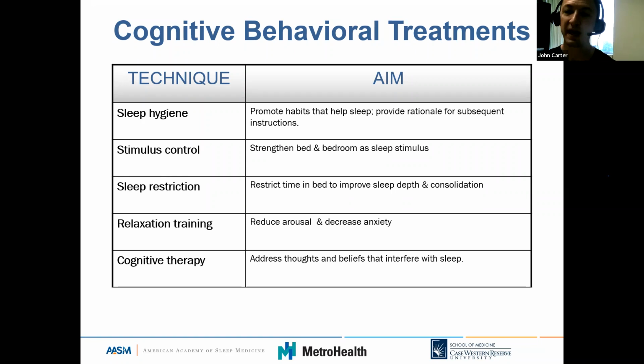known as CBTI, and the component techniques of CBTI are listed here. So we will frequently do education around sleep hygiene, again, promoting habits that help rather than hinder sleep, but most importantly, we're providing education around the rationale for doing what we're doing. So sleep hygiene on its own has been shown to be insufficient for the treatment of chronic insomnia, but as a component of CBTI, it's really important, in my experience, to tell patients why you're doing what you're doing, to get their buy-in, and to promote ongoing engagement with therapy.